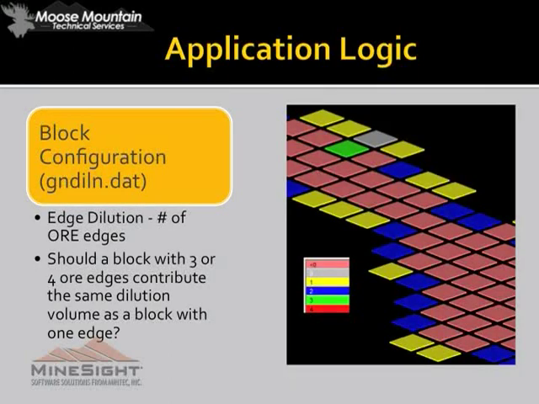Okay, as Jesse showed earlier, one option is to assign dilution based on the number of edges, but that creates a mass balance problem. So you've got 100% blocks that are attracting dilution, and that's no good. We don't create volume in our group. So we use the GNDILN.dat procedure instead, in the other direction, to show how many ore contacts does a waste block have, on the assumption that blocks with 3 or 4 ore edges should contribute a different amount of external dilution, because it's more complicated to separate than would a block that's just a single edge block.